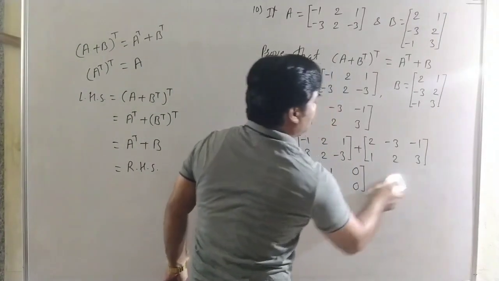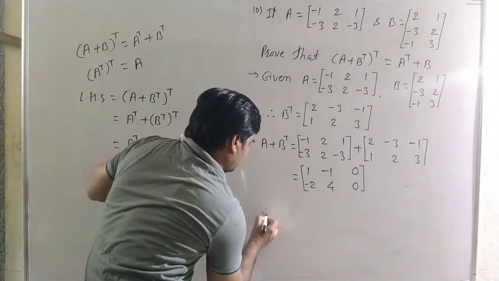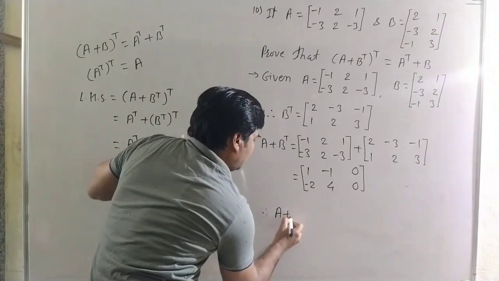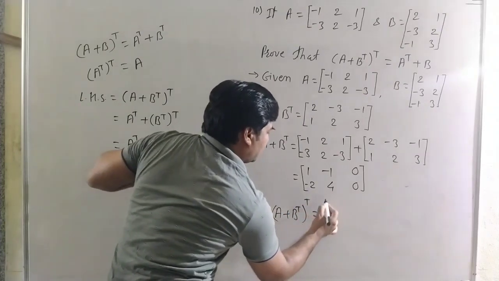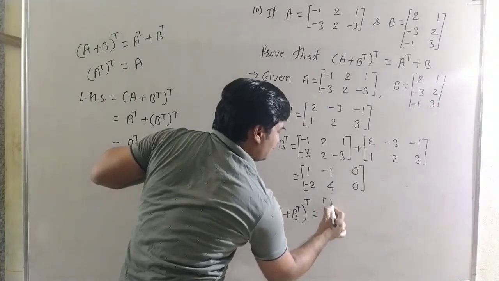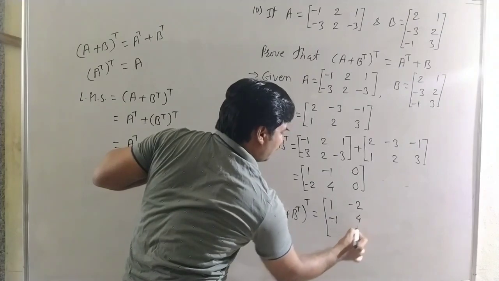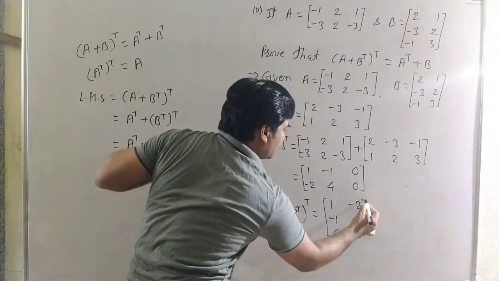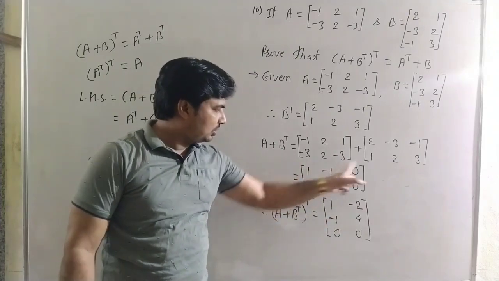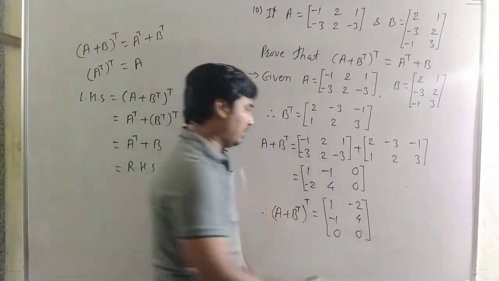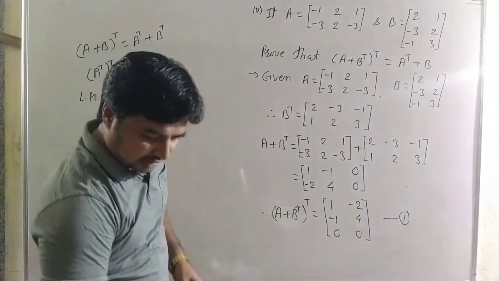Now we want to find (A plus B transpose) transpose. Therefore it is [1, -2; -1, 4; 0, 0], the transpose of this matrix. These columns become rows, or these rows become columns. Now it is equation number 1. It is the LHS. Now find the RHS.